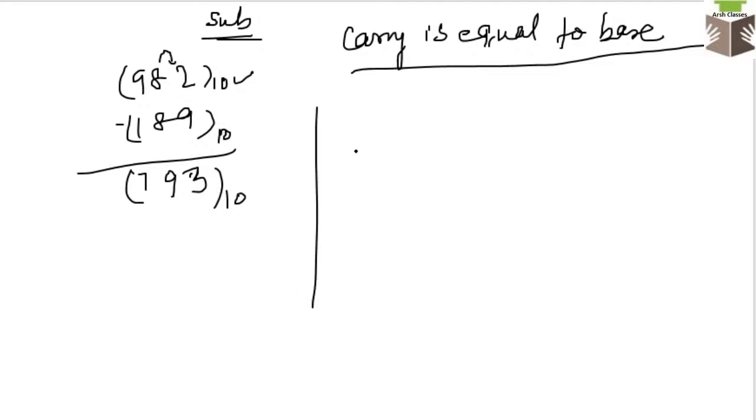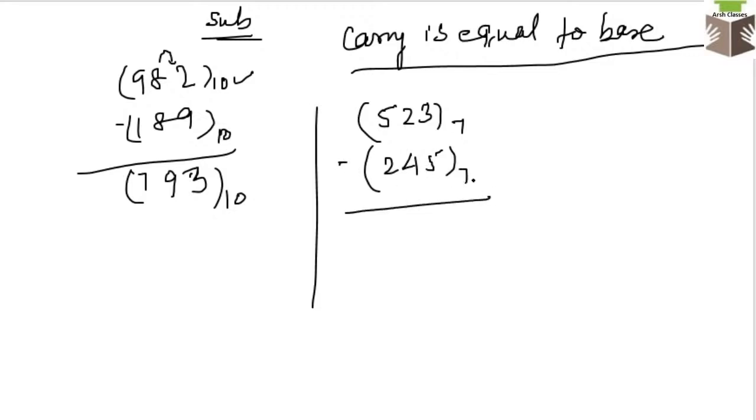Right, definitely. Now let's write another number in another base. Change the number, write it as a smaller number. This is 523 written in base 7, and we need to subtract 245 in base 7. Right, what will be your answer? In one line you can answer.